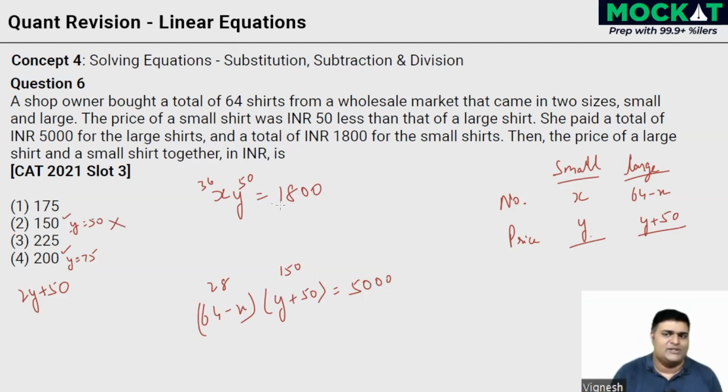Next, try out y equals 75 and see if it's working out. If y is 75, 1,800 by 75. First I'll divide by 3, it comes to 600 by 25. 600 by 25 is 6 into 4, 24, we get as the x value. Now see if we're getting 5,000 over here. If I remove 24 from 64, I'm getting 40. And if I add 50 to 75, I'm getting 125. And 40 into 125 is 5,000. This is correct. y equals 75 is correct. Option 4 I mark and keep going.